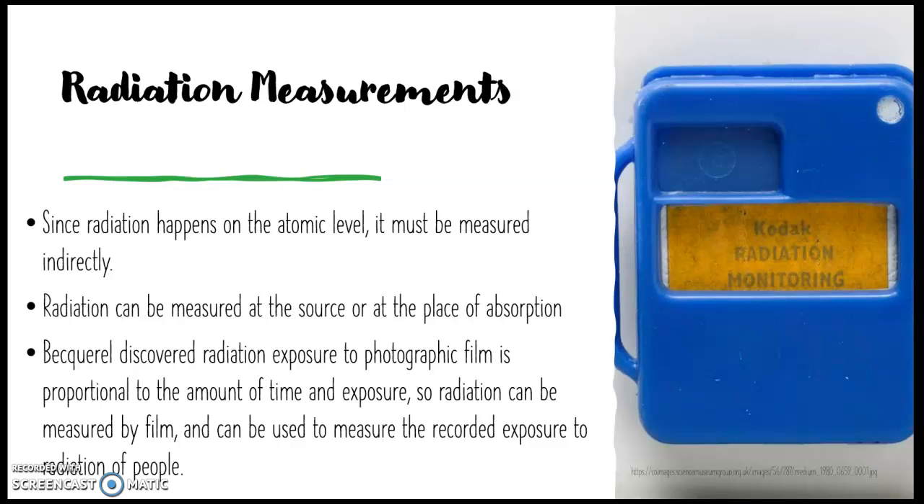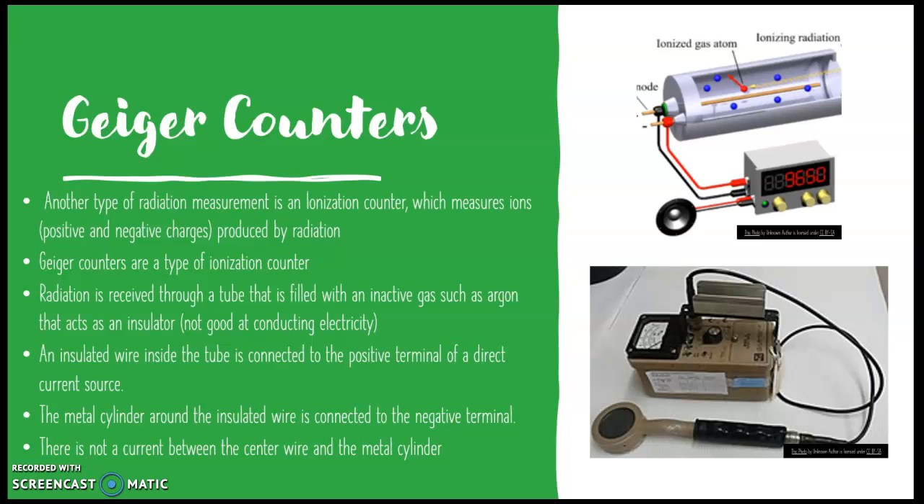Since radiation happens to be on the atomic level, it must be measured indirectly. Radiation can be measured at the source or at the place of absorption. Henry B. discovered radiation exposure to photographic film is proportional to the amount of time and exposure, so radiation can be measured by film and can be used to measure the recorded exposure of radiation of people. Here's a picture of a tool called a radiation monitoring badge that many medical workers wear that uses photographic film to measure that exposure.